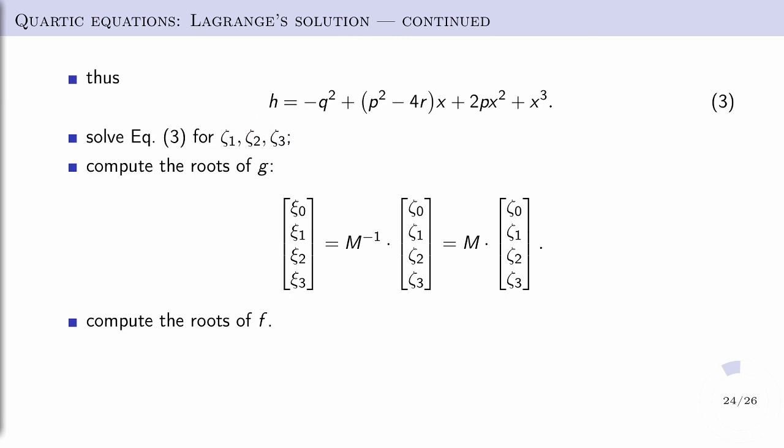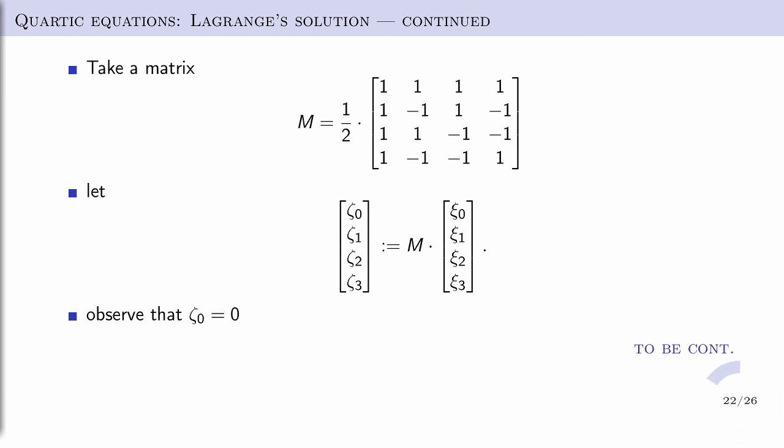In fact, we will find zeta 1 square, zeta 2 square, and zeta 3 square, because these are the roots of h. And then we take the square roots of them to get the zetas. And now when we have the zetas, we can multiply the vector of zetas. Here is 0 because the polynomial was depressed. Here are the 3 zetas that we just computed. And we multiply it by the inverse of m.